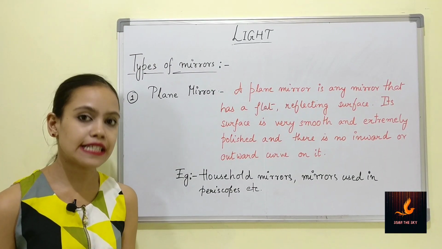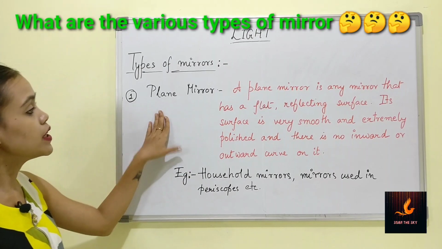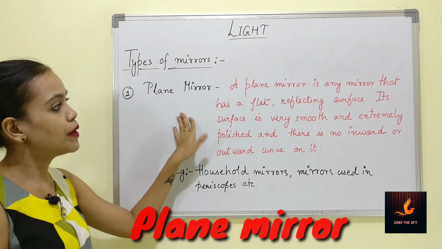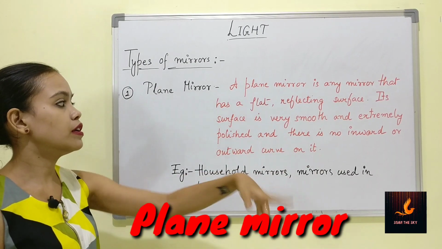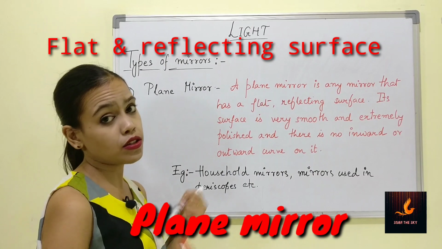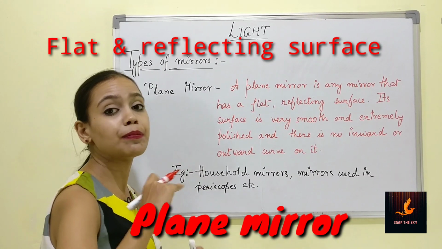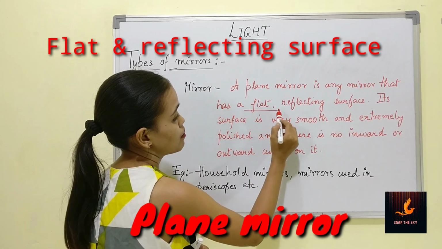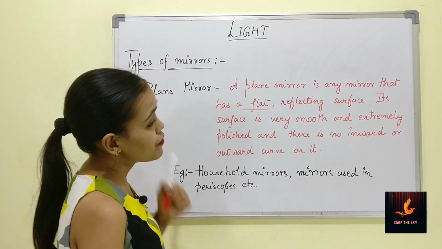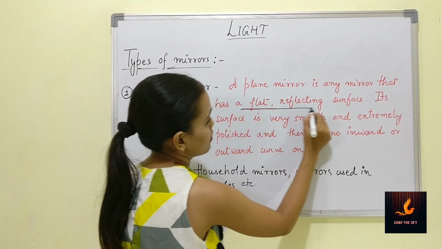What are the various types of mirrors? The first type is the plane mirror. The definition of a plane mirror is any mirror that has a flat and reflecting surface. The surface has to be flat and plane. That's why the name comes from here, plane mirror. Its surface is very smooth.